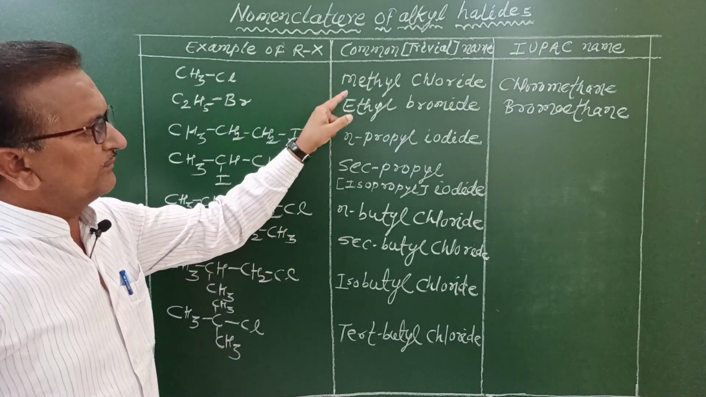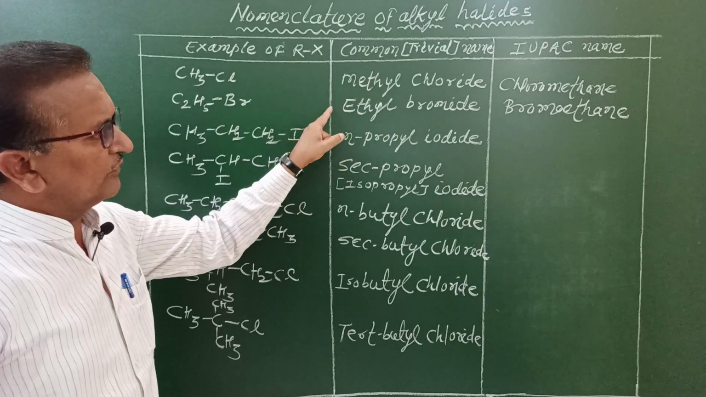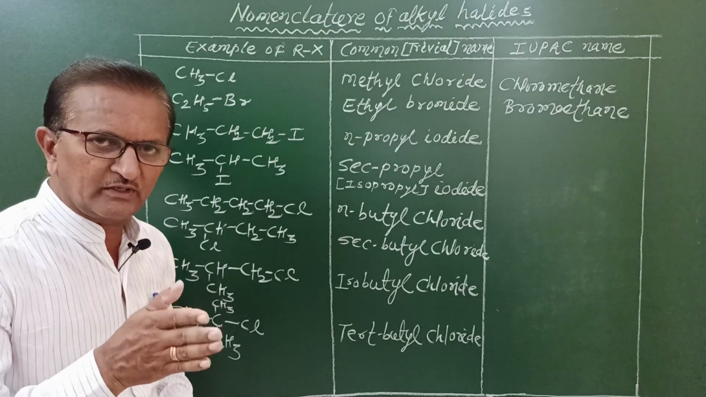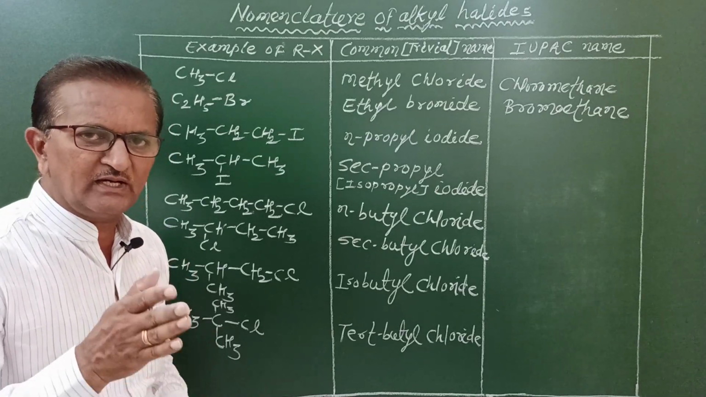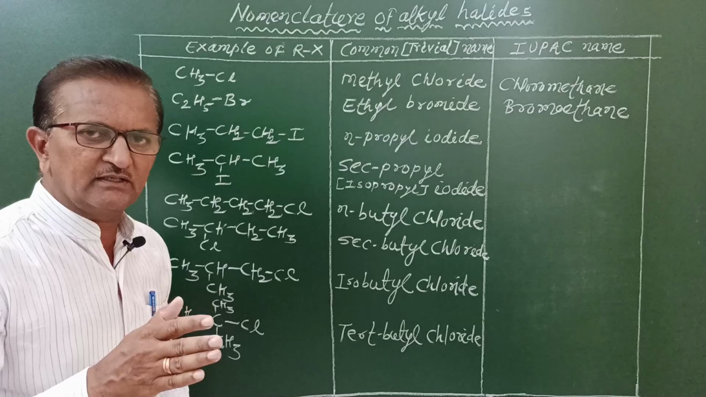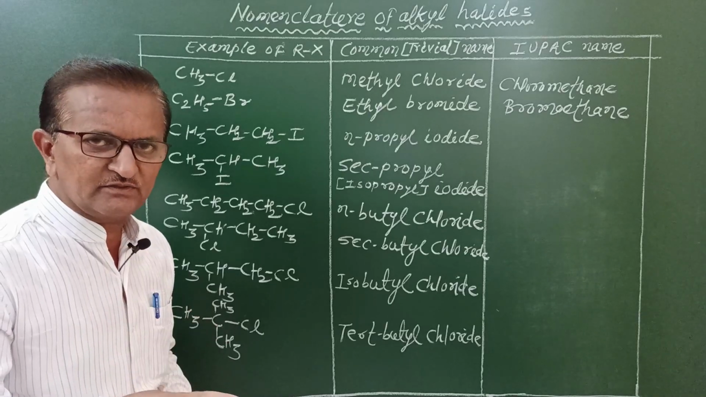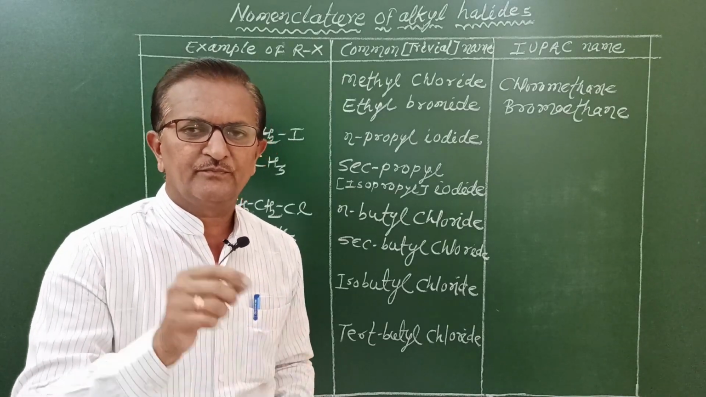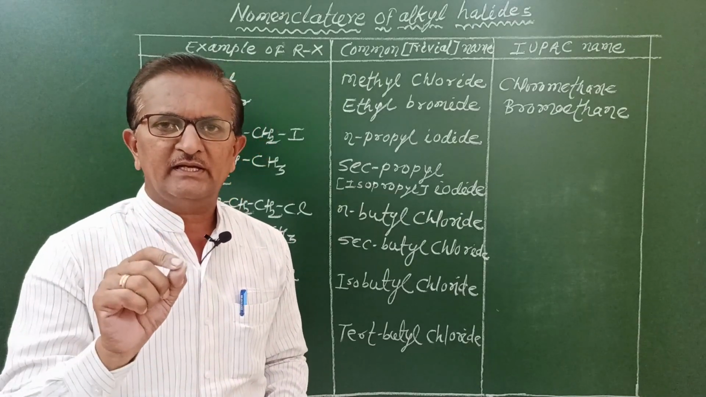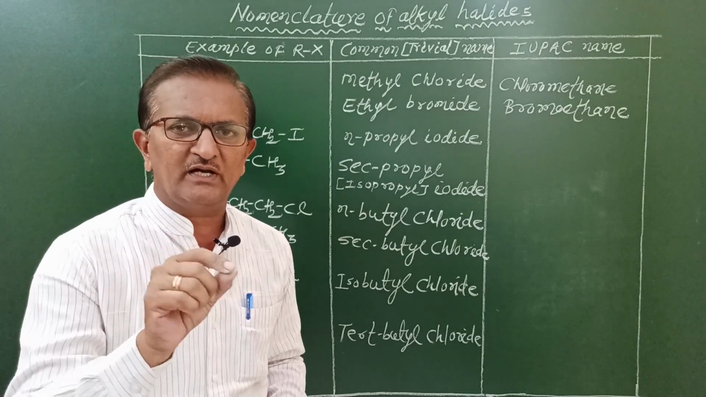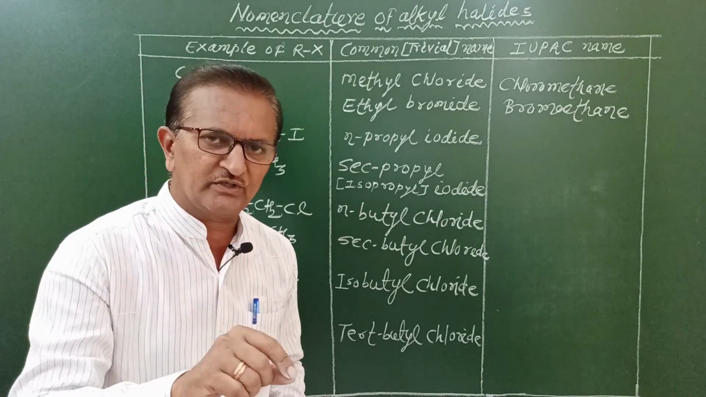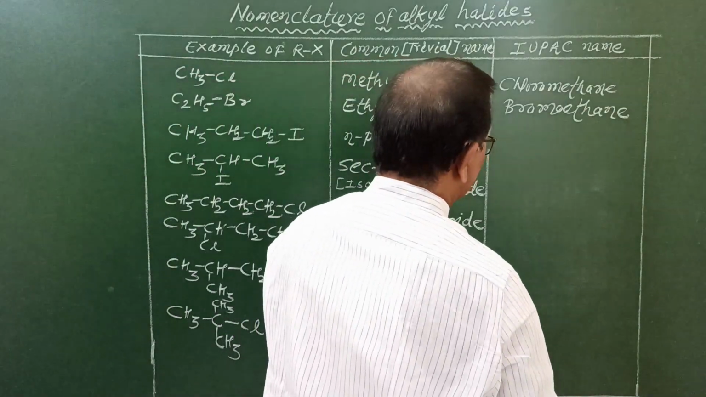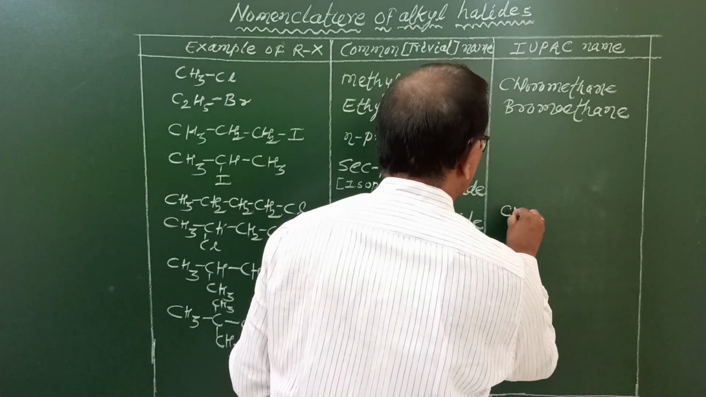Once we write the name of an alkyl halide containing 1 or 2 carbon atoms as haloalkane, then for writing IUPAC names of alkyl halides containing 3 or more carbon atoms, we have to follow certain rules. What is the first rule? Select the longest continuous chain of carbon atoms containing a halogen atom in a molecule. We'll explain all these rules by taking an example.